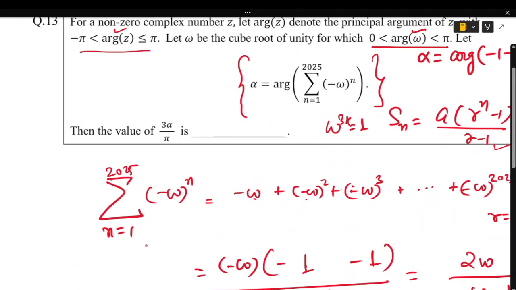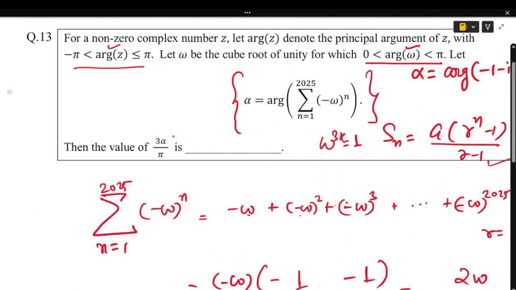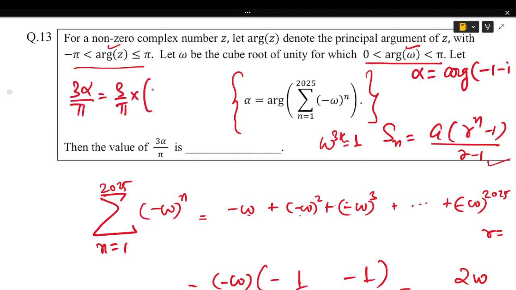Now we use this value in the expression which we need to calculate: 3 by pi multiplied with minus 2 pi by 3. Clearly pi cancels out, 3 cancels out, so we are left with minus 2. This will be your final answer.